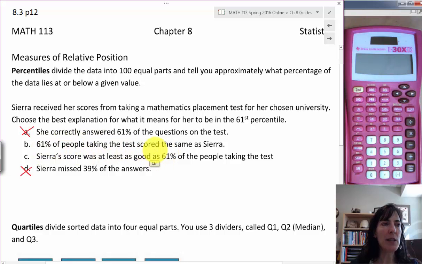61% of the people taking the test scored the same as Sierra. Sierra's score was at least as good as 61% of the people taking the test. Well, here it says what percentage of the data lies at or below, so not just at, so it can't be Part B, it's going to have to be C, where her score was at least as good as 61% of the people taking the test. Could have been the same, or it could have been better.